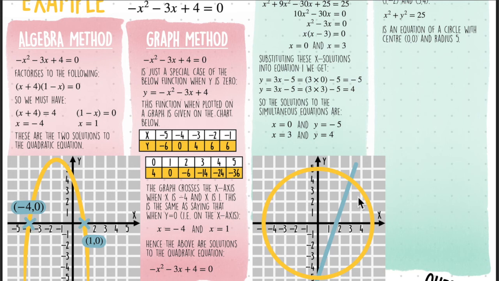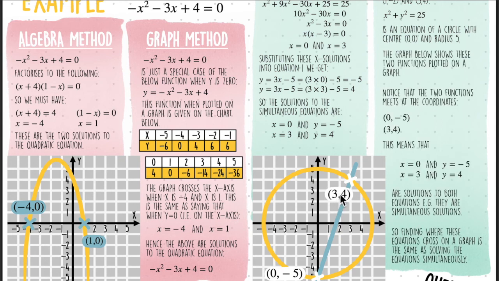Looking at this graph here, both functions pass through 2 points, i.e. they cross. They cross here, so they pass through this coordinate, and they cross here, so both functions pass through this coordinate. So what are those coordinates? This one is coordinate 3, 4, and this coordinate is 0, -5. This means that x equals 3 and y equals 4 is a solution to both of our equations. It also means that x equal to 0 and y equal to -5 is also a solution to both equations. Therefore, these xy pairs here are simultaneous solutions. And look, they're the same as what we got through the algebraic method.